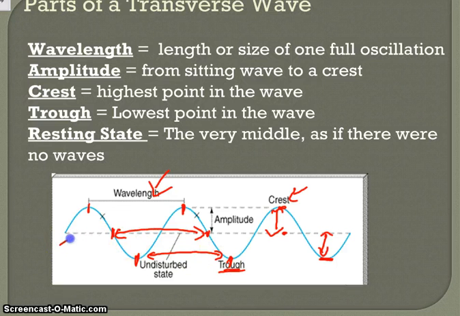So we have resting point, which is this dotted line in the middle. We have our crests at the top of our wave. We have our troughs at the bottom of the wave. We have the amplitude, which is from resting point to crest, or resting point to trough. And we have our wavelength, which is crest to crest, trough to trough, or resting point to resting point. So a lot of vocabulary at once, but it should make pretty good sense.